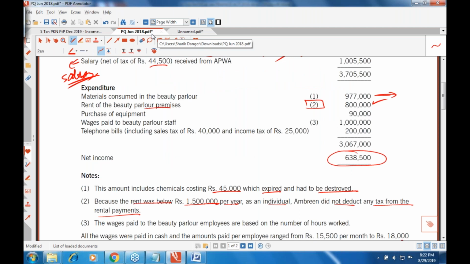The next situation is basically it says purchase of equipment, 90,000. The purchase of equipment has to be a capital expenditure. It cannot be expensed out. Then it says wages paid to the beauty parlor staff, which is actually 1 million.